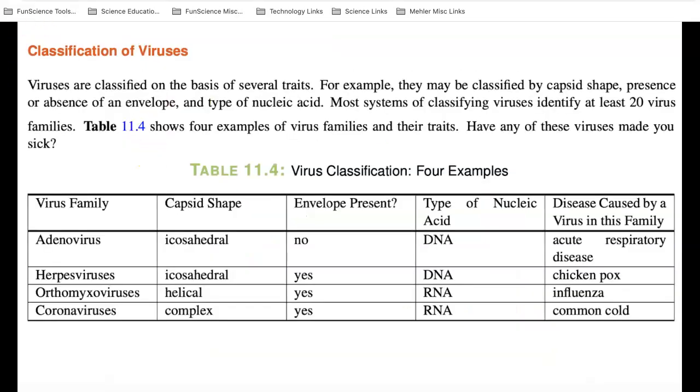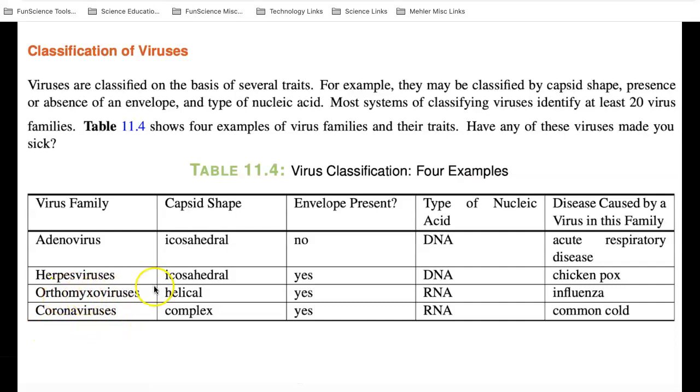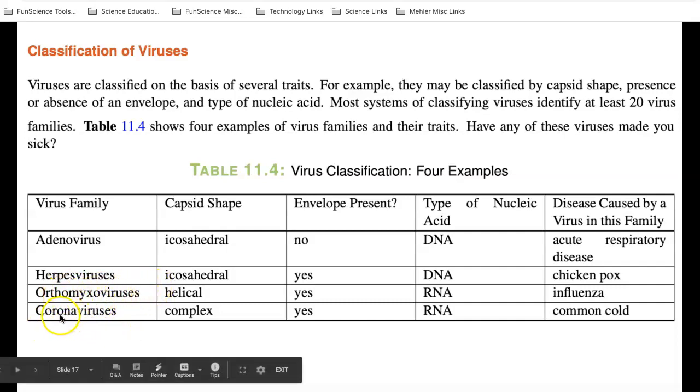Viruses are classified according to their structure. So remember, the capsid shape is the protein coat, whether an envelope is present, what type of nucleic acid, and whether they cause a disease. Here are 4 virus families. There are many more than this, but they're adenovirus, the herpes virus, orthomyxoviruses, and then the coronaviruses. And notice what they have. A flavor of coronavirus caused the 2020 pandemic, but a regular coronavirus causes the common cold, and it has a section of RNA in it.